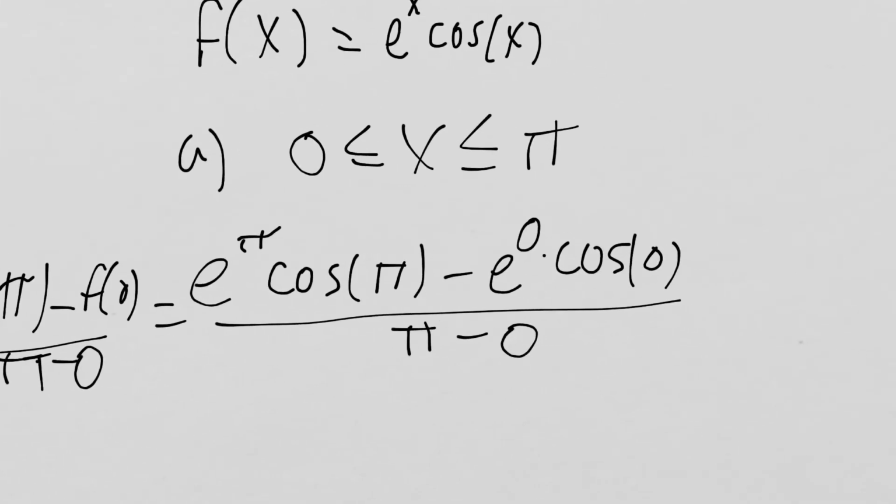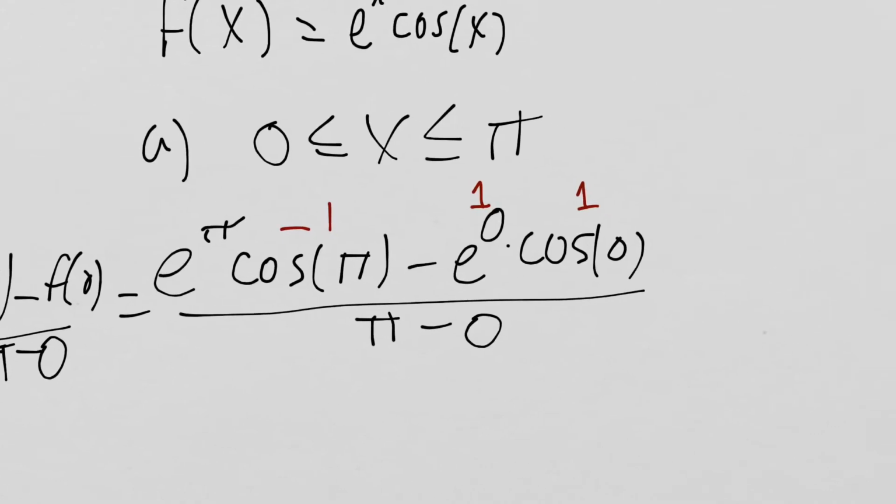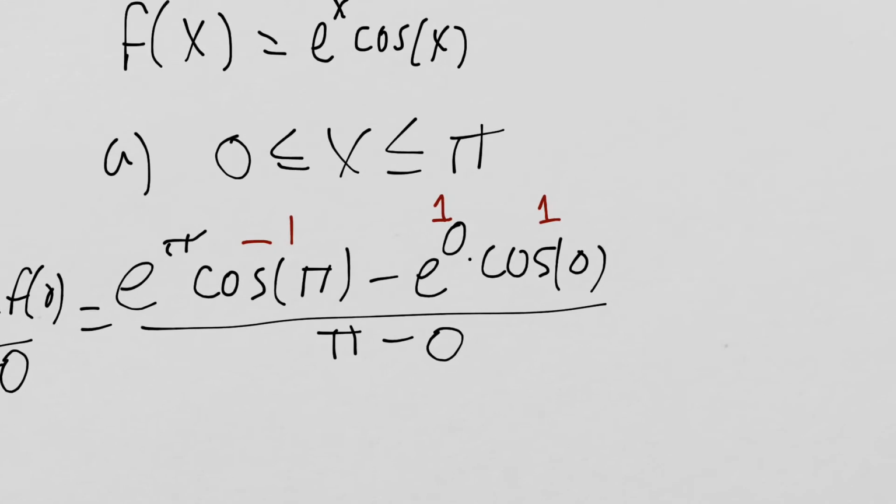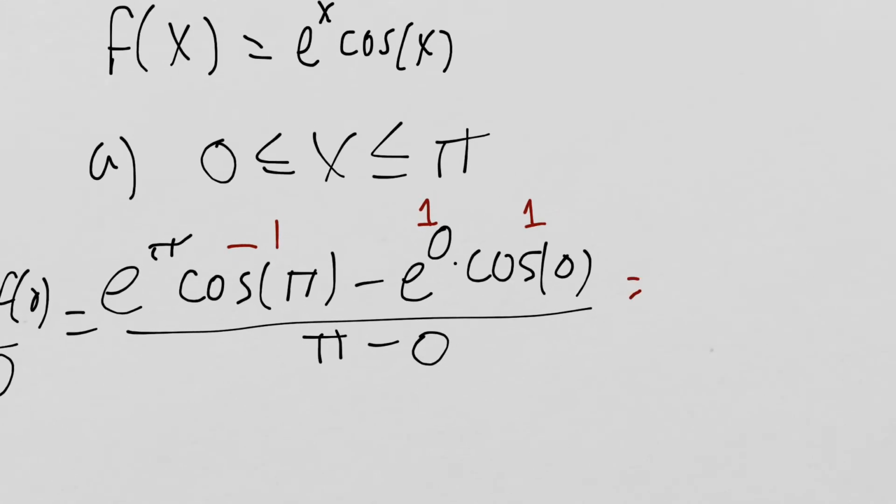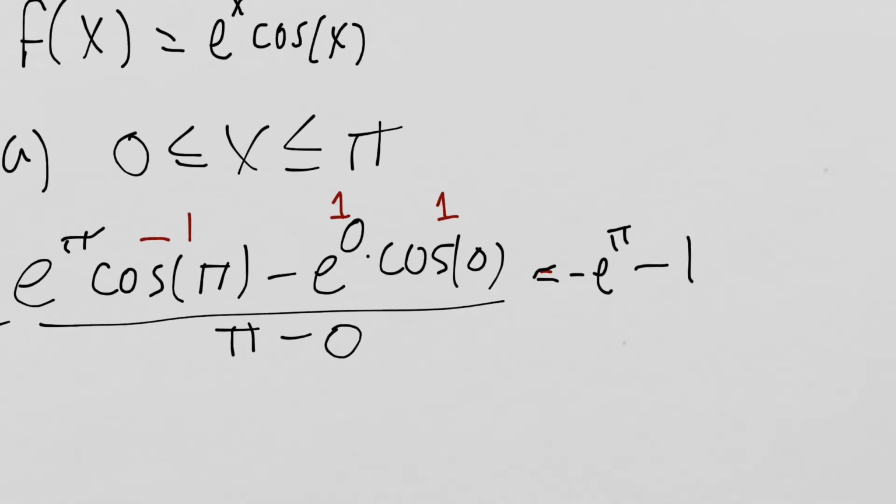So then it's going to come down to really what these trig values are. Cosine of pi is -1. Cosine of 0 is +1. E to the 0 is also +1. So what we end up with then is negative e to the pi, because we have e to the pi times -1, minus 1 over pi. And we can just leave our answer just like that.